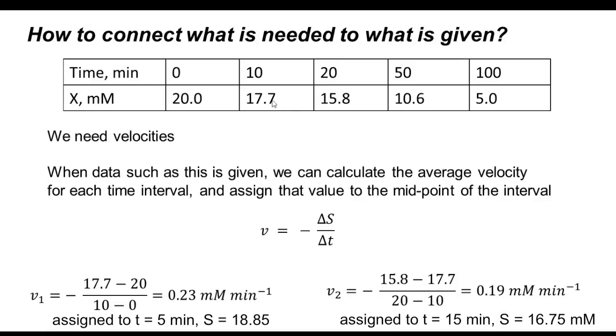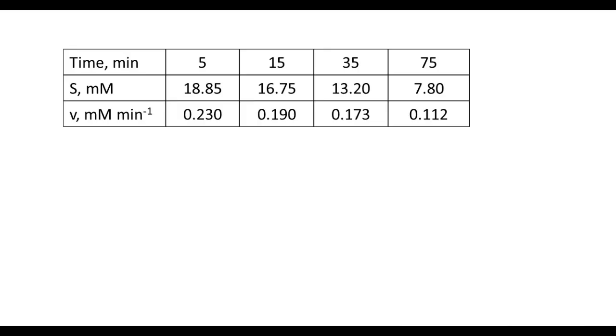assuming that the decrease is linear in this regime, 17.7 and 15.8, the average is 16.75. So t equals 15 minutes, s equals 16.75, and so on and so forth. To get these numbers, 5, the v that we calculated was 0.23, the corresponding s at 5 minutes was 18.85, assuming linearity. At time t equals 15 minutes, s is 16.75, v equals 0.19, and these two calculations we had seen in detail.